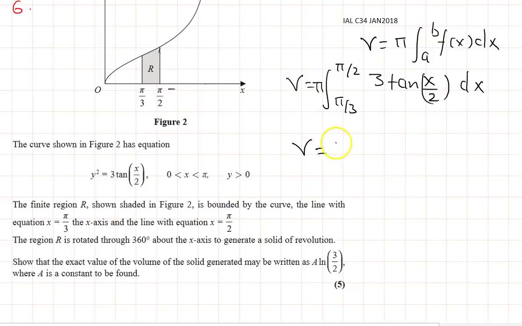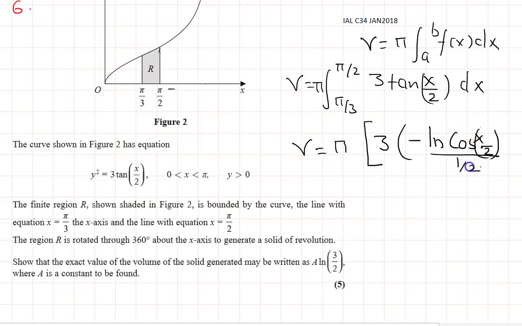So the volume is equal to pi. If we integrate it, it will be minus ln, not cos, that is minus ln cos(x/2), divided by 1 over 2, from pi over 3 to pi over 2.